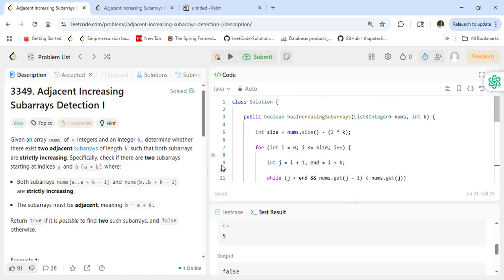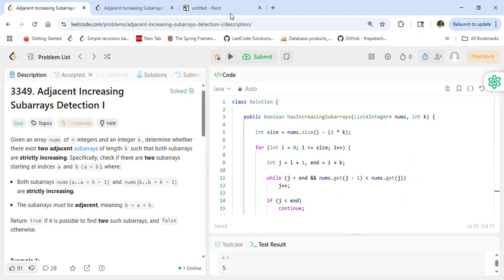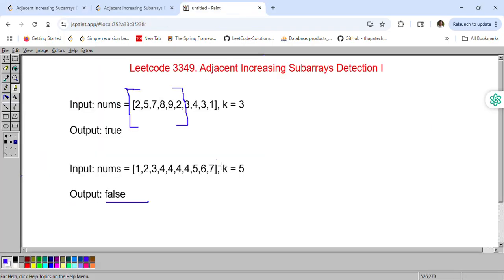Another interesting array coding problem that I hope you understood the logic and how we have used these chunks of arrays to detect if adjacent increasing subarrays are there basically.